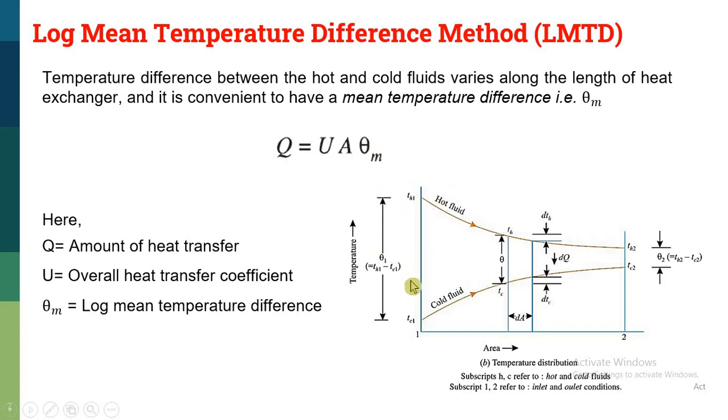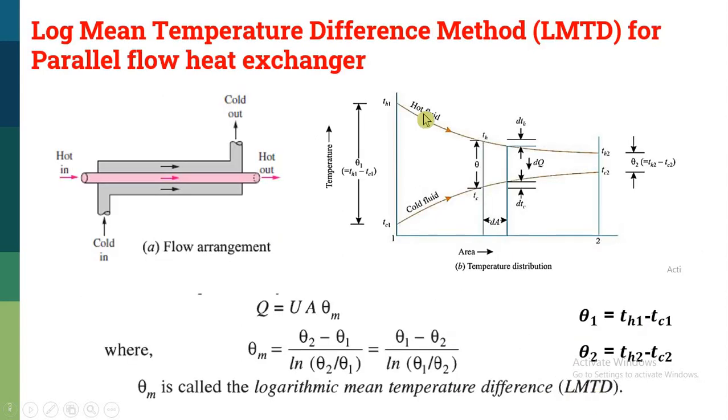Now first of all I will explain this graph. This graph is for a parallel flow heat exchanger. This arrow shows the direction of both the fluids. Here we are using subscripts H for hot fluid and C for cold fluid, and subscripts 1 and 2 refer to the inlet and outlet conditions. Now we will apply this LMTD method for a parallel flow heat exchanger.